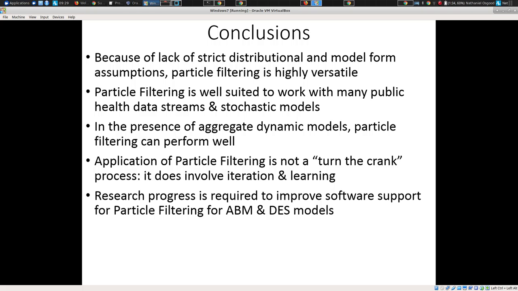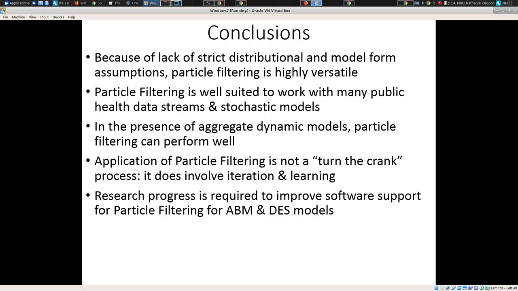Particle filter is highly versatile because of the lack of strict distribution assumptions. It's well-suited to work with many public health data streams and stochastic models. And it can perform well even in the context of aggregate dynamic models. We've used it with very sophisticated stratified models, say with 30 different age groups and so on. It performs really well. Particle filtering, by and large, is a quite reliable technique that's very versatile. It's not something you can only apply to certain subsets of models that are quite specialized.